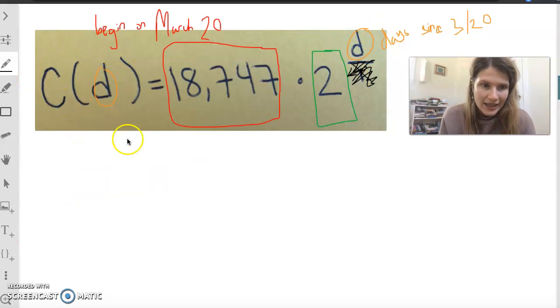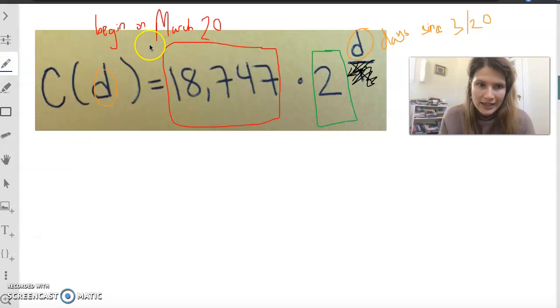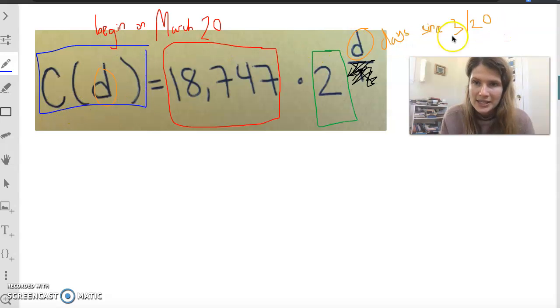Okay, this output on the other side, the C of D: the input is the days since March 20th, and the output is going to be the number of corona cases. So number of, oh God, this is embarrassing.